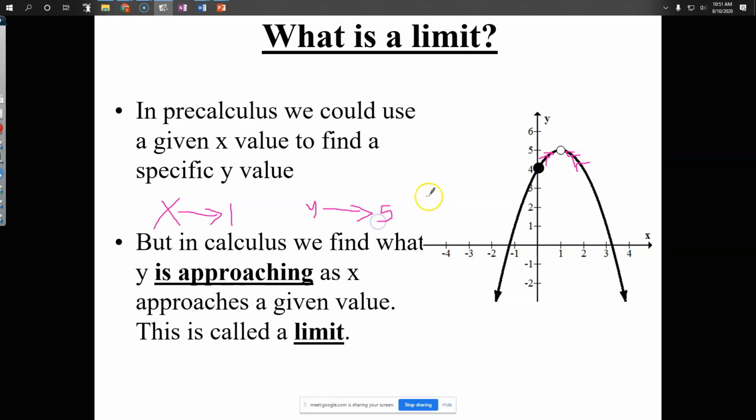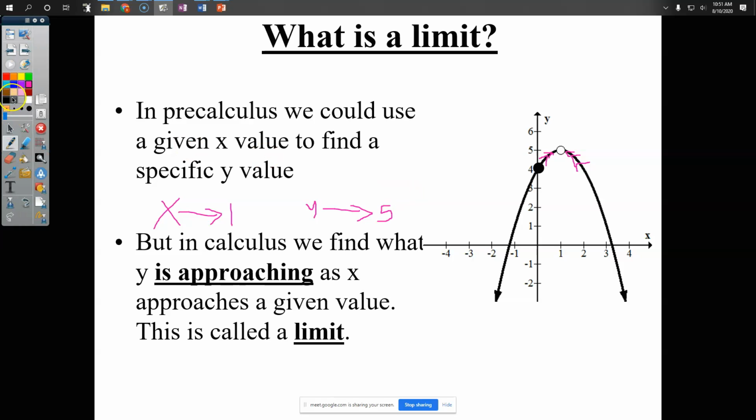Now that might seem stupid to you, but it'll make sense why we care about stuff like that a little bit later. But the point here is that the function doesn't actually exist at that point, so we can't say that y equals 5, but we can say that y approaches 5. And believe it or not, that actually opens up an amazing door into all kinds of beautiful things that we'll be learning this year in calculus.